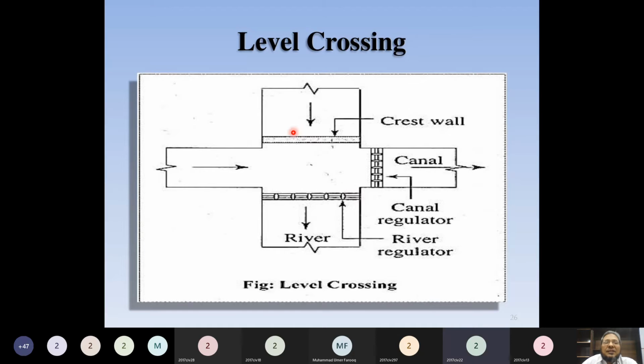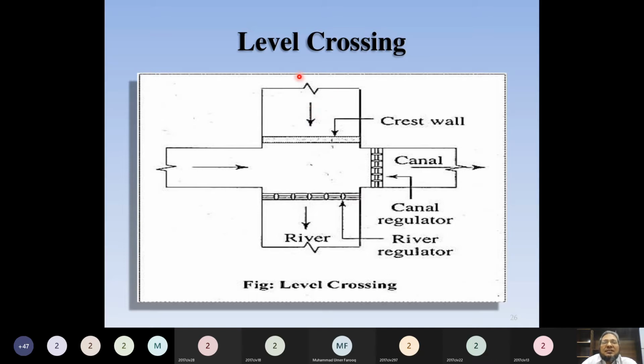Yes, sir. So for that purpose, you have to provide a crest wall here, so that in case of low flow season, the canal water should remain in the canal and it should not enter on the upstream side of the river. What is the second purpose? This was the one purpose.